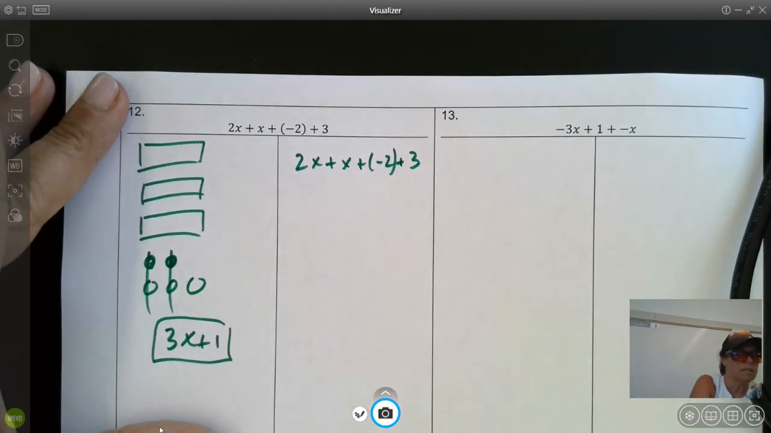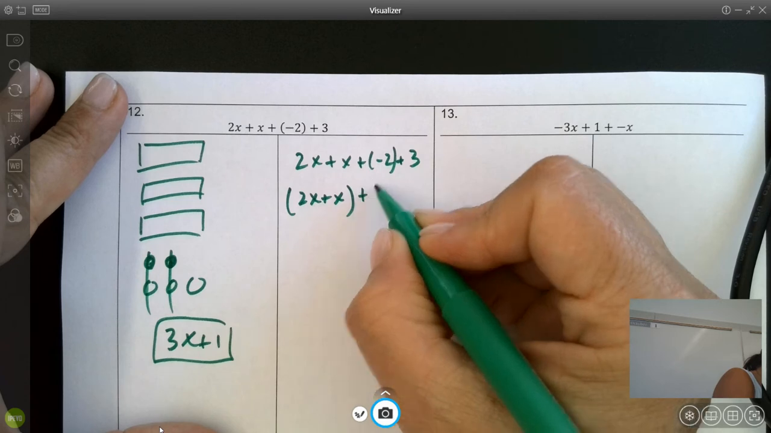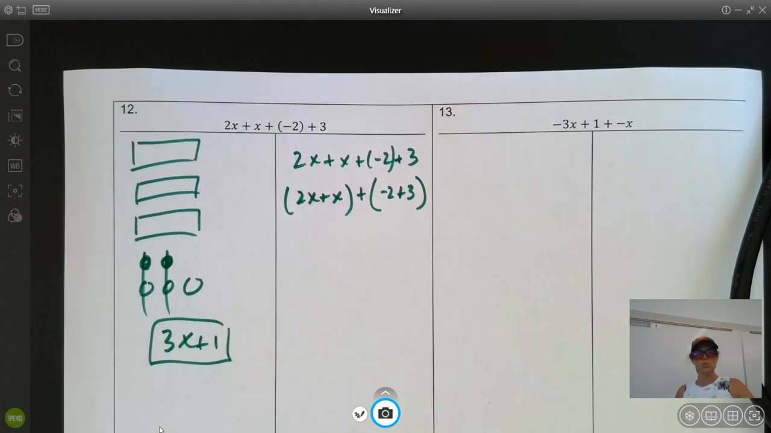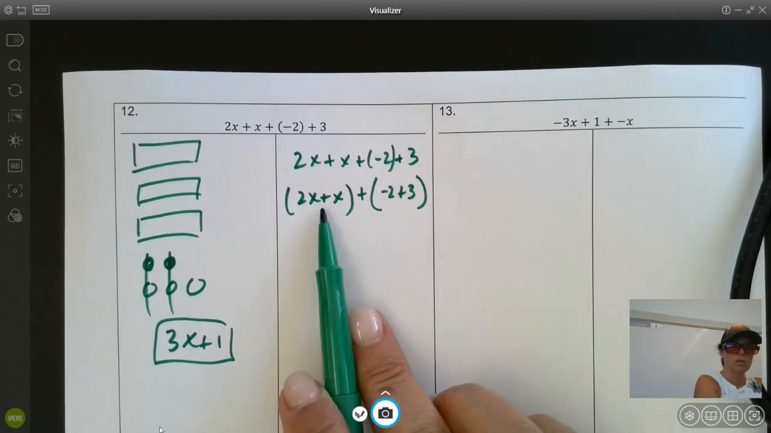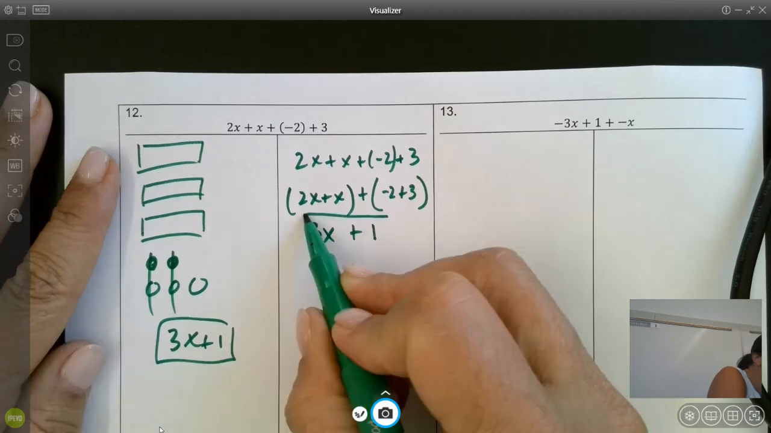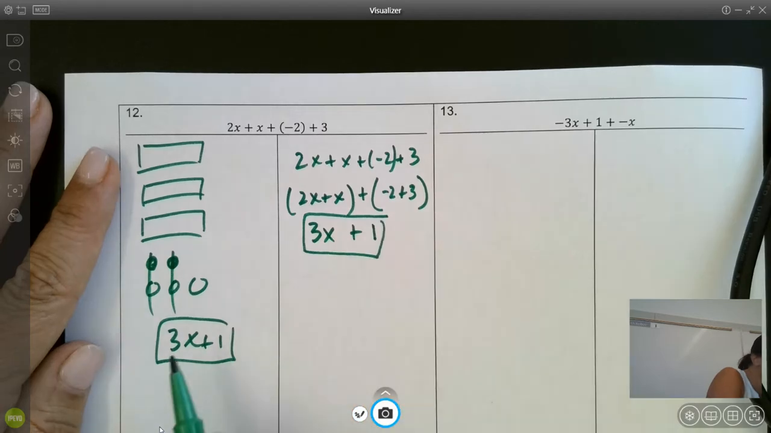Okay, I'm going to go in and I'm going to group together the x's and I'm going to group together the numbers. That's called the associative property. That's what I use to be able to group them. Okay, now these two can be combined because they both have x's in them. And then these two can be combined because they're just integers, they're just numbers. Okay, so 1. Notice I should have the same answer with tiles, without tiles.